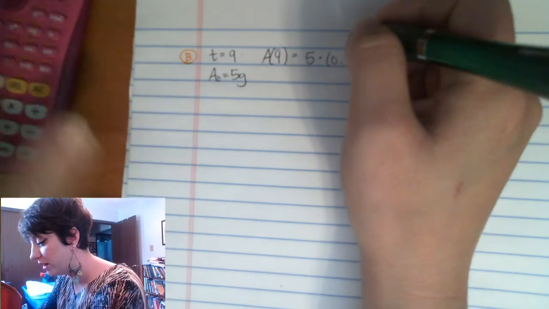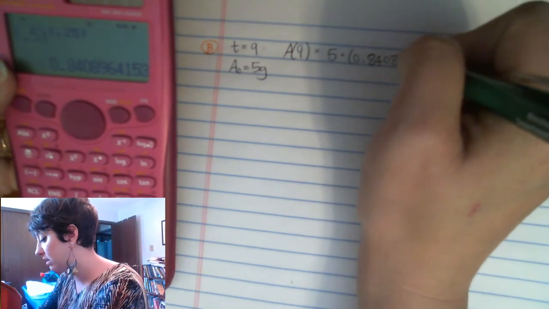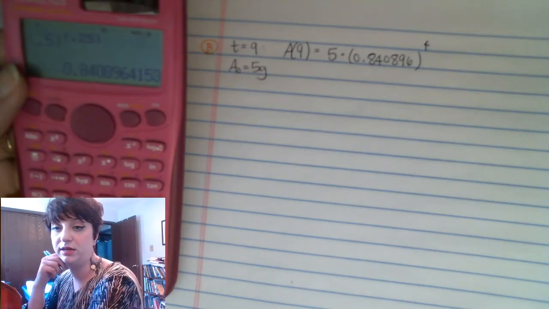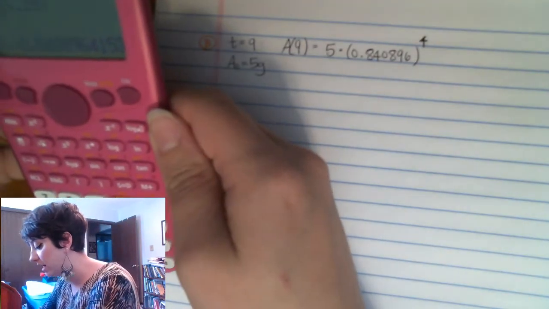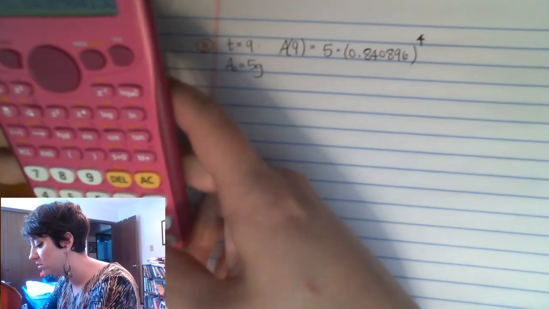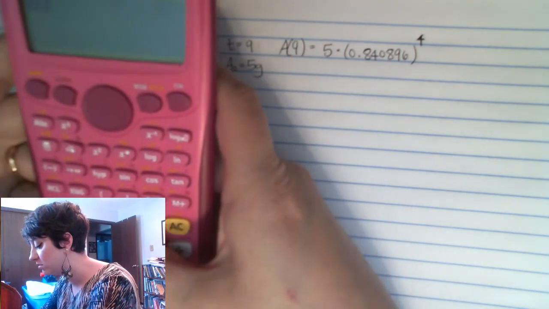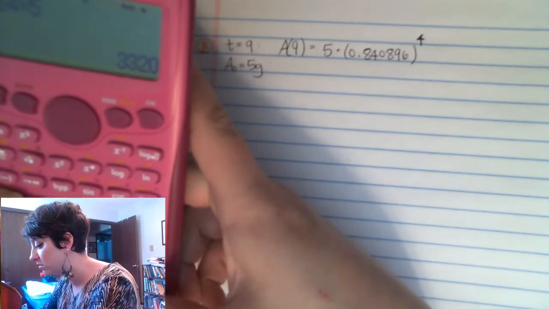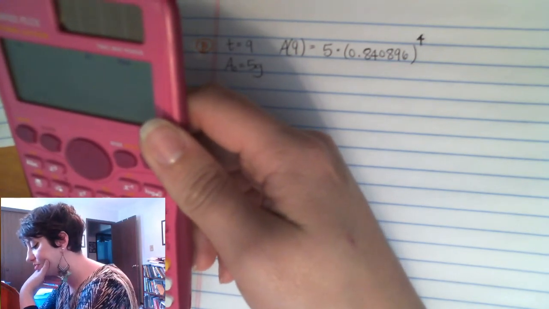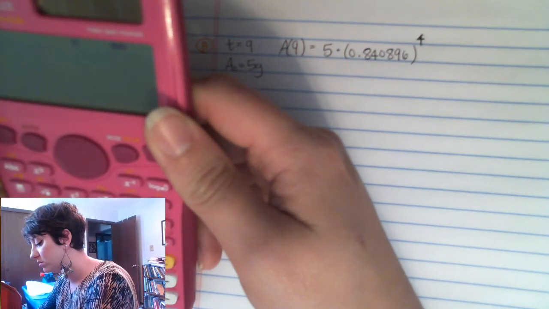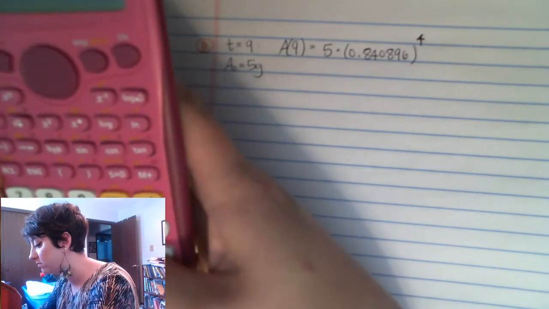I've got my 0.840896 raised to the 4th power. And this is just calculator at this point. You can punch this in. You actually can store stuff, sometimes in variables, so that you don't have to type it in all the time.